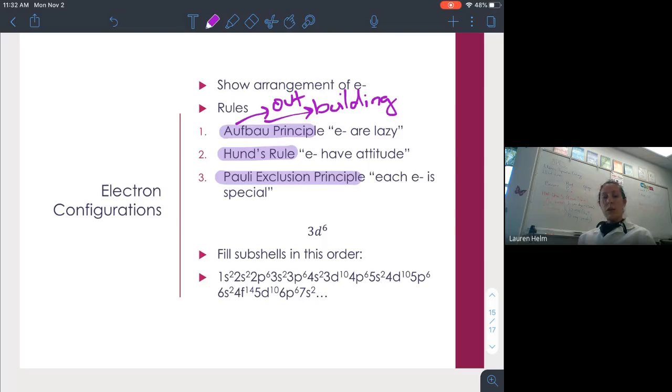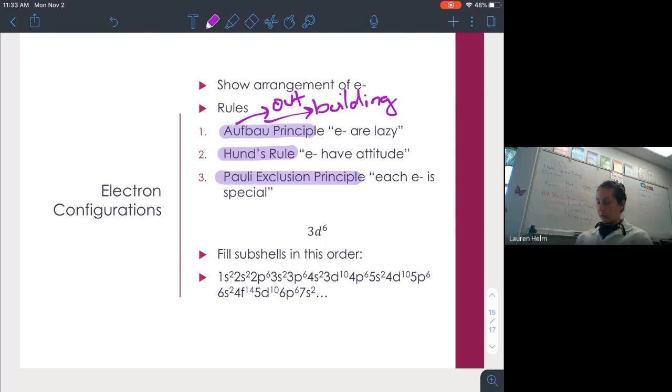Hund's rule, the electrons are going to spread out before they double up. And the Pauli exclusion principle, you're always going to have electrons of opposite spins. So you're never going to have two electrons pointing the same direction.